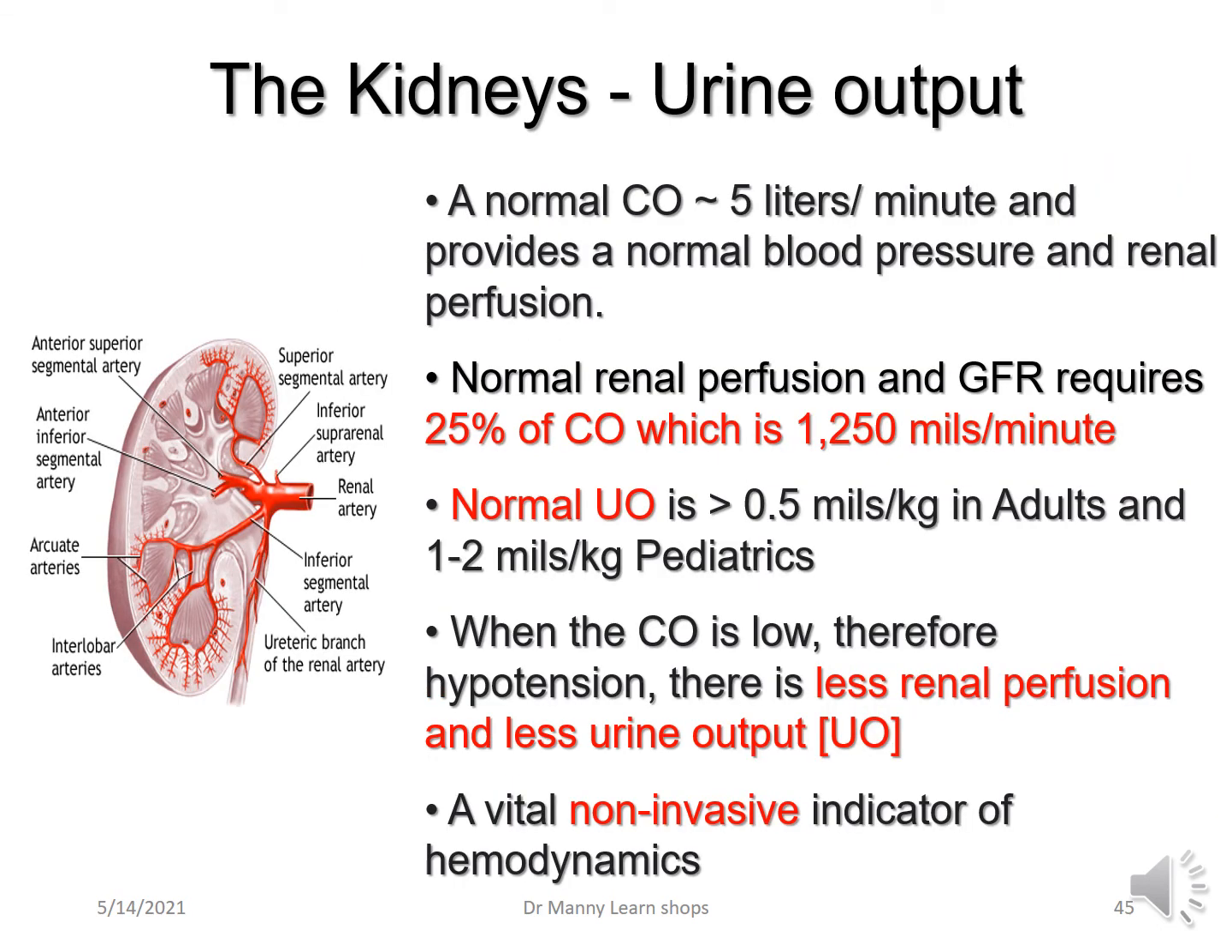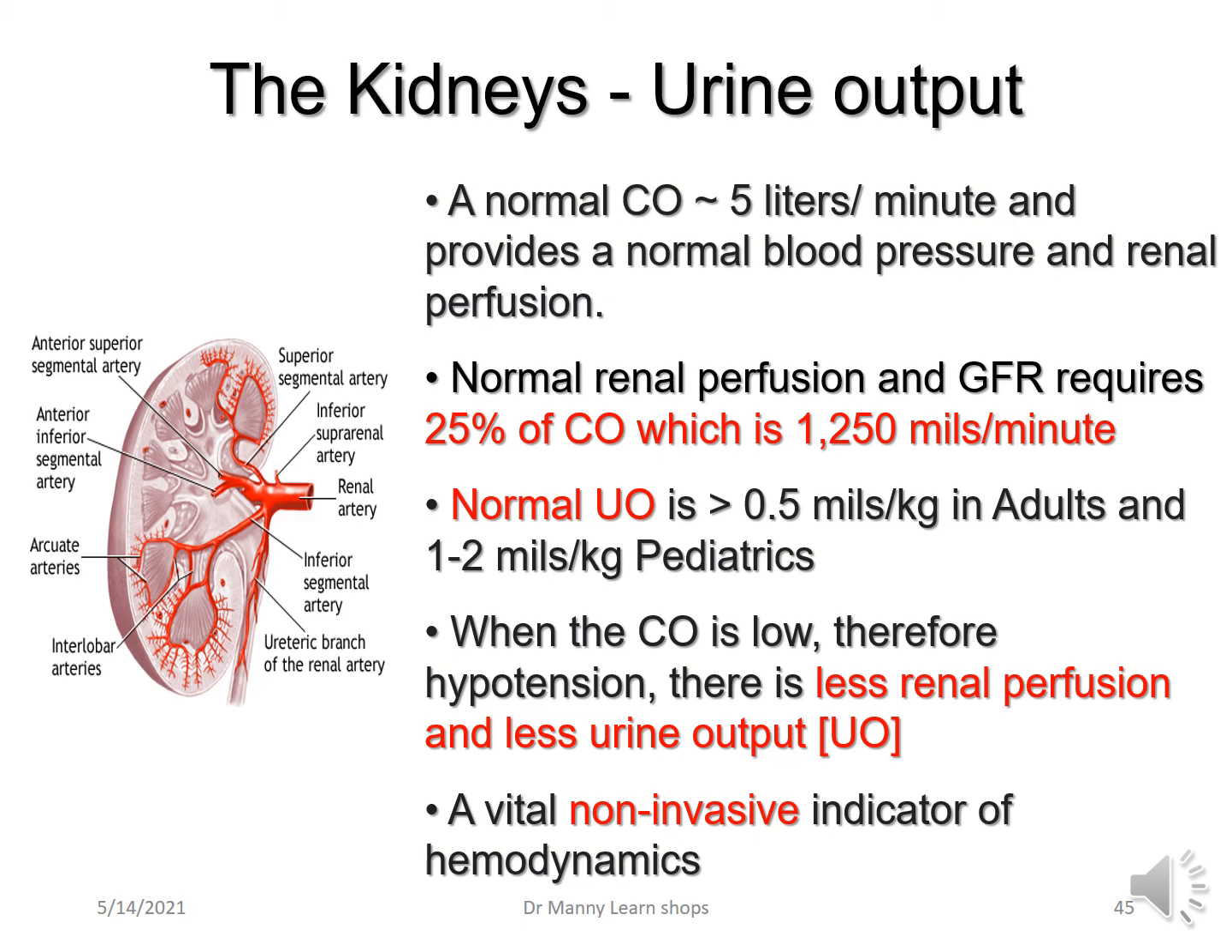Now the kidneys, they're fantastic. And urine output is a very good indicator of normal cardiac output. We're looking at all these parameters in the light of a cardiac output of about 5 litres per minute. This provides a normal blood pressure and normal renal perfusion, which results in a normal glomerular filtration rate. But in order to get normal renal perfusion and a normal glomerular filtration rate, you require 25% of cardiac output. That's about 1,250 mils per minute out of a cardiac output of about 5 litres per minute, 5,000 mils.